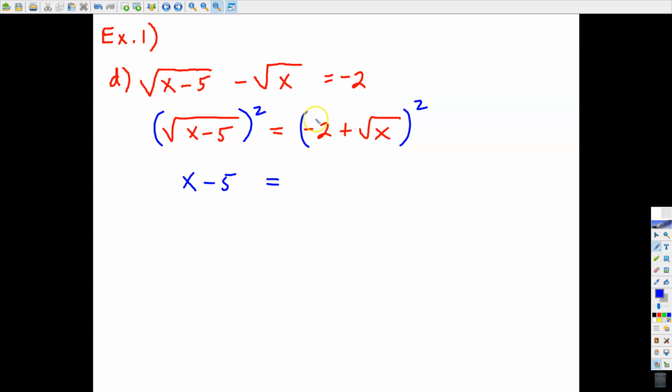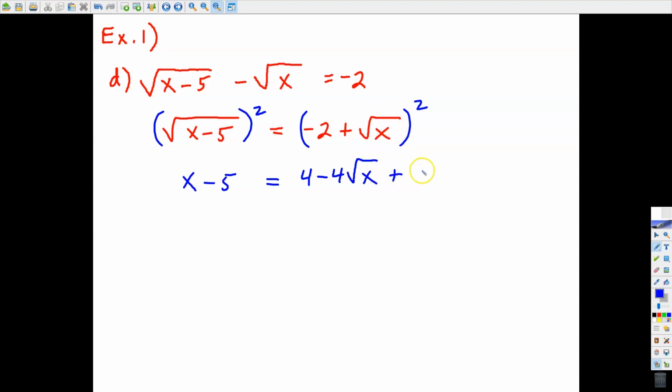Instead of doing FOIL on these binomials, I just like to do some mental math, and it works like this. I'm going to take the first term in the binomial and square it. -2 squared is 4. Then I'm going to multiply these two terms together. So -2 times the square root of x, and then double that, or multiply times 2, and you're going to get -4 times the square root of x. So that's an important step to get that middle term. You just multiply these together and then think times 2.